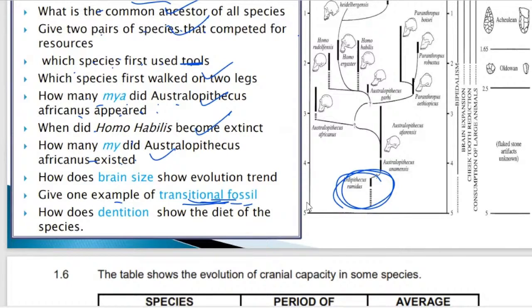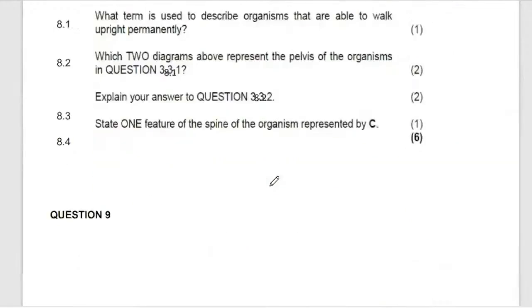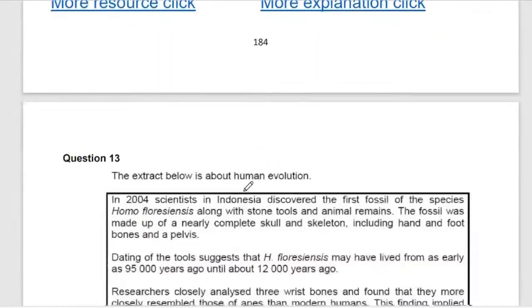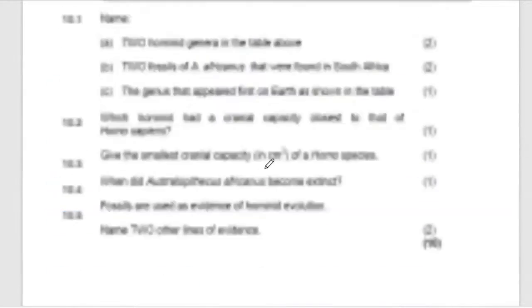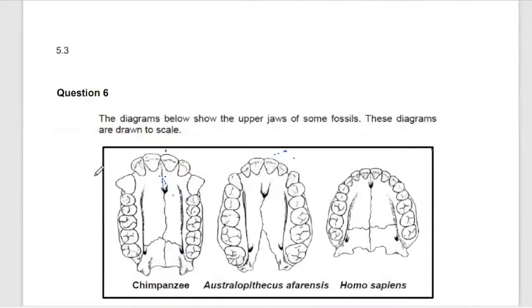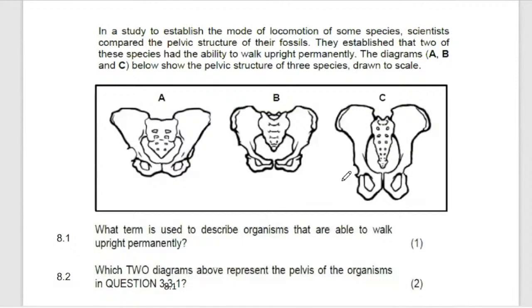How does dentition show the diet of the organism? Dentition shows the diet. How does it show? If you have sharp canines, it means that you are feeding on raw food. Understand? Yes, raw food, and this food is tough. Therefore, you have to use sharp canines like this. Sharp canines. Yes, I think that's the question.